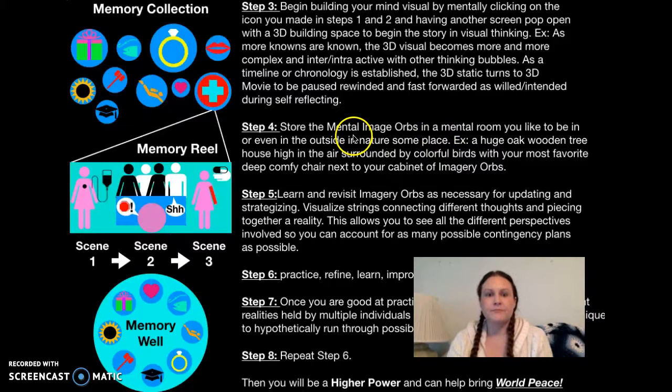So then you want to store these mental image orbs in a mental room you like to be in, or even outside in nature someplace. The example here is like a huge oak wooden tree house, high in the air, surrounded by colorful birds, with your most favorite deep comfy chair next to you, with your cabinet of imagery orbs.